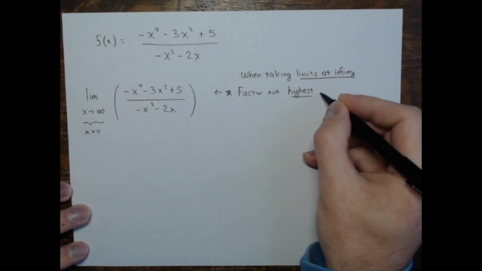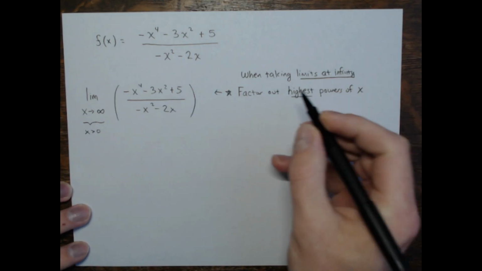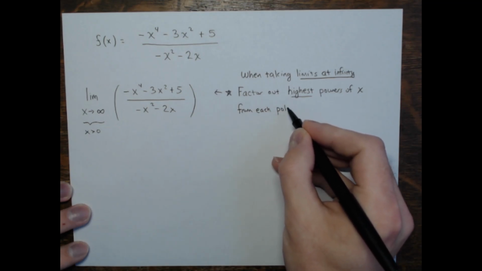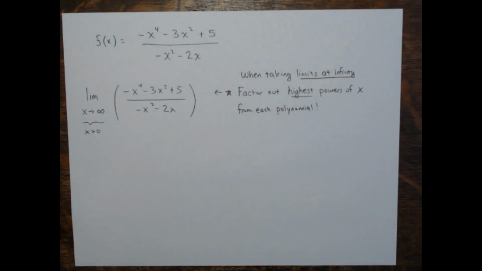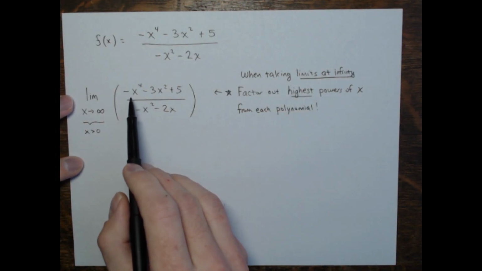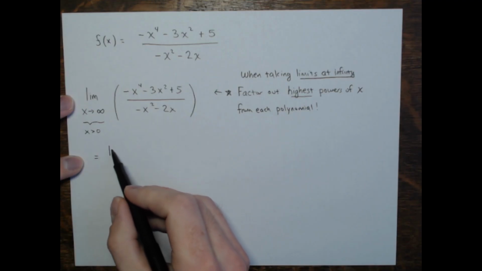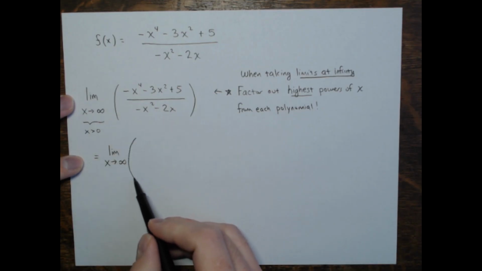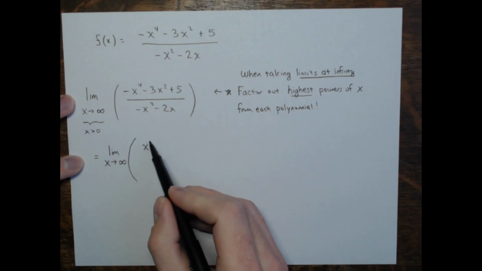The highest powers of x, or whatever the variable is, from each polynomial. Right, and factor out the dominant stuff. What dominates each expression? And so from the top polynomial here, I'm going to pull out. So we got the limit as x approaches infinity. So from the numerator polynomial, I'm going to factor out the highest power of x there, which is x to the fourth.